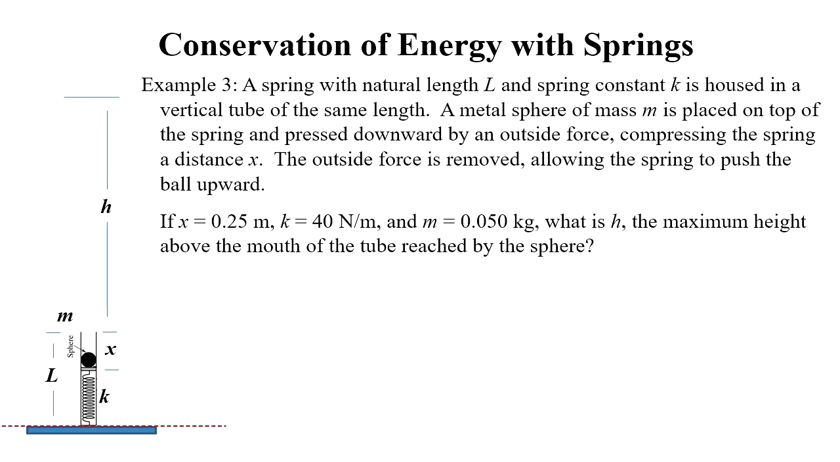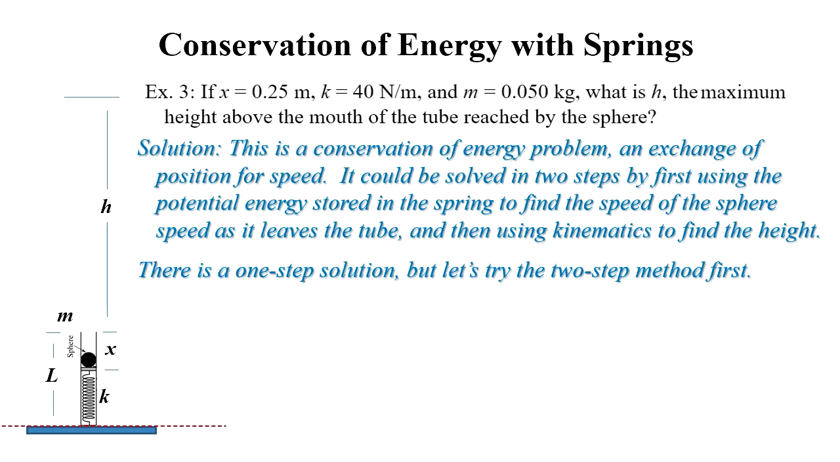In keeping with our theme, this is another conservation of energy problem, an exchange of position for speed, and we can solve this in 2 steps by first finding the potential energy in the spring, use that to find the speed of the sphere as it leaves the tube, and then we could use kinematics to find the height. There is a 1-step solution, but let's try this perhaps more natural 2-step solution first.